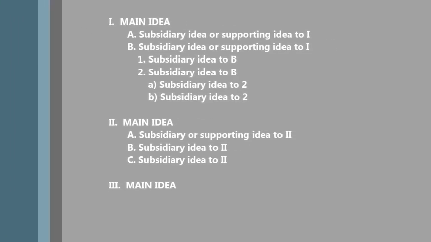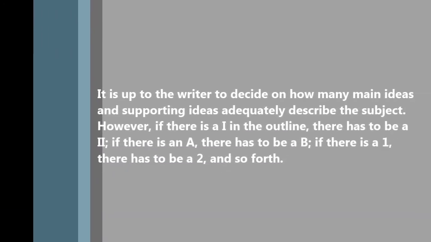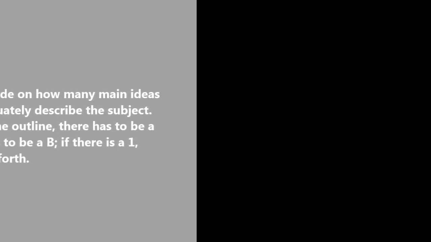Here is a synopsis of the outline form. The main ideas take Roman numerals. Subpoints under each main idea take capital letters and are indented. Subpoints under the capital letters, if any, take Arabic numbers and are further indented. It is up to the writer to decide how many main ideas and supporting ideas adequately describe the subject. However, if there is a Roman numeral I in the outline, there has to be a Roman numeral II too. If there is letter A, there has to be letter B. If there is number 1, there has to be number 2, and so forth.